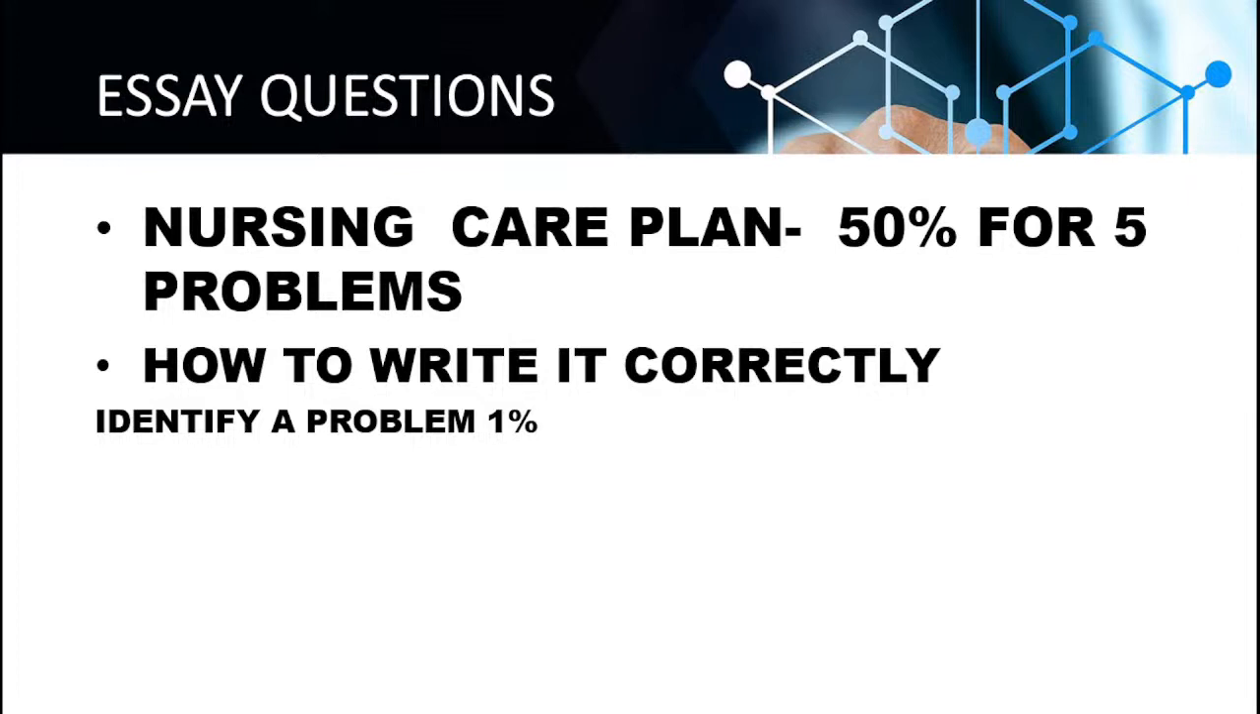For example, if we're nursing a patient with congestive cardiac failure or pneumonia, check out my video on those. You're going to identify your problem, for example, ineffective airway clearance. Okay, then write a nursing diagnosis. Your nursing diagnosis should contain the problem, its cause, and its manifestations.